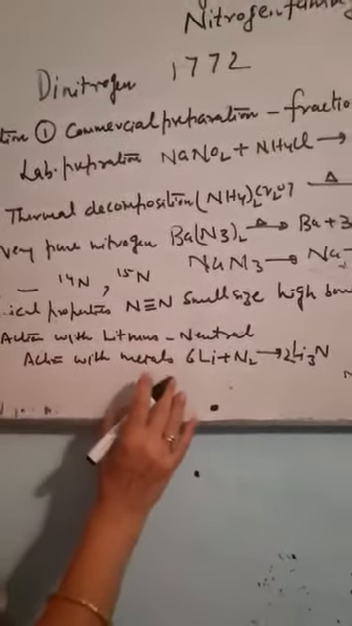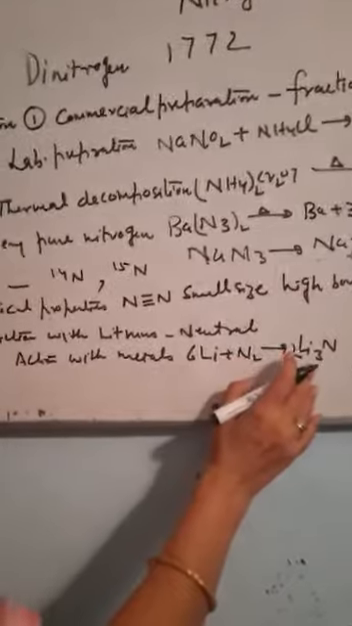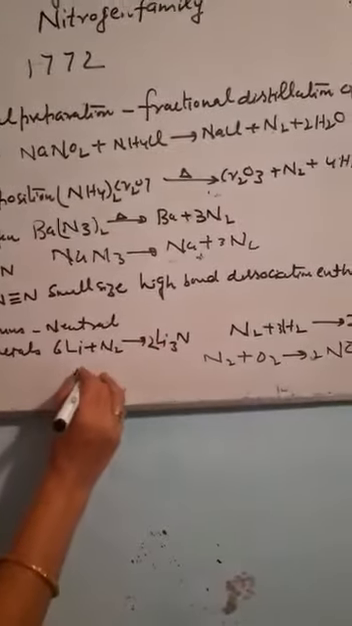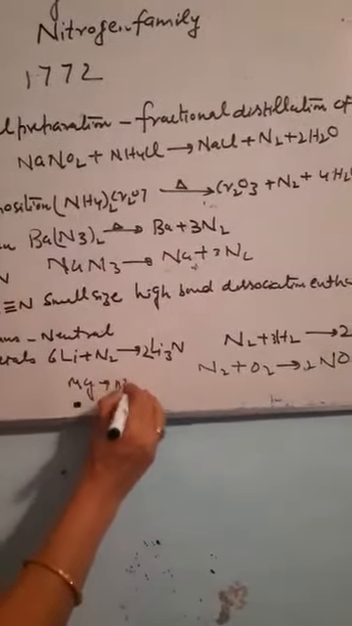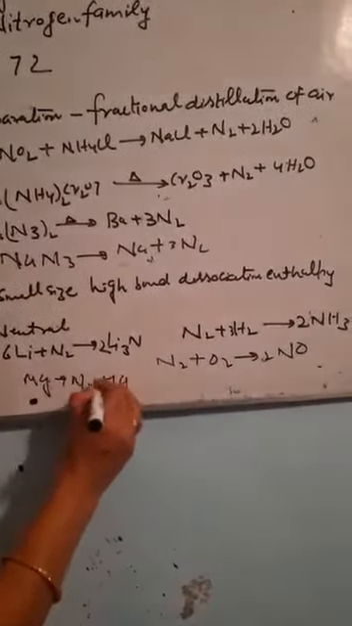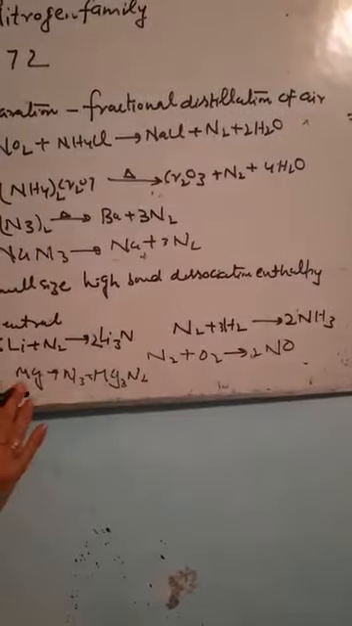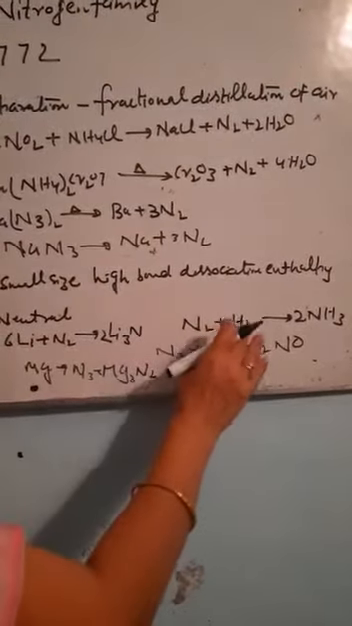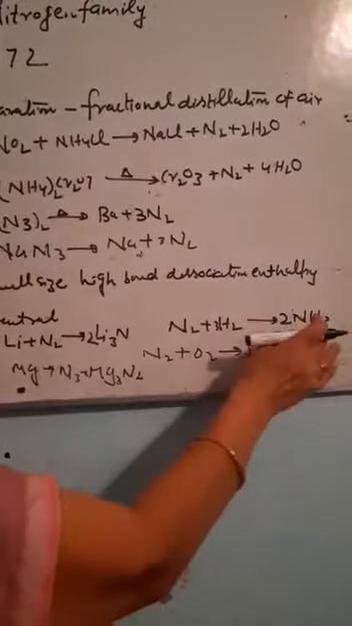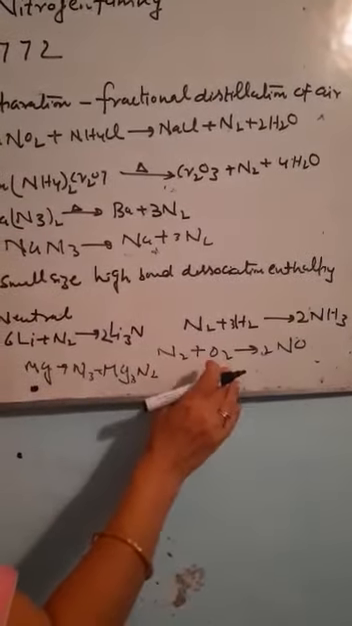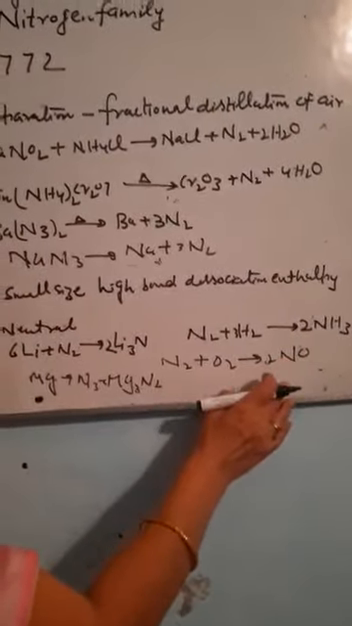It reacts with metals and forms nitrides. Like with lithium, it forms lithium nitride. With magnesium, when it is reacted, it will form Mg3N2, that is magnesium nitride. With hydrogen, it reacts for the formation of ammonia. With oxygen, it reacts to form nitric oxide.